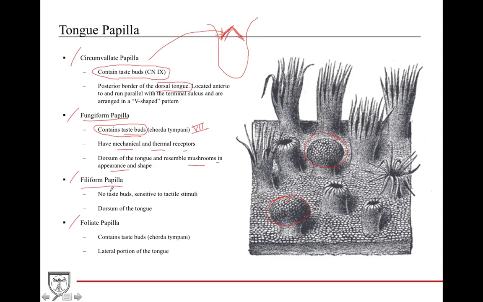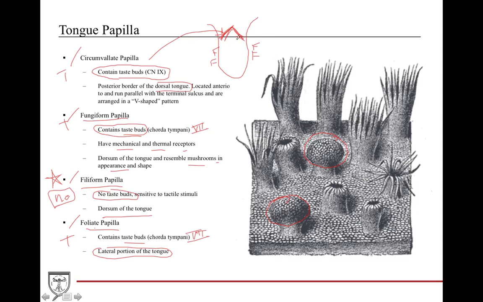Then you have your filiform papilla. This one has no taste buds, so this is one that you're going to want to remember. Taste buds, yes. Taste buds, yes. Foliate, of course, no, none. And this is also present on the dorsum. Then you have the foliate papilla, and this also has taste buds. This is also by chorda tympani, which is a branch of facial nerve 7. And this is located in the lateral portion of the tongue. So you're going to get your foliate over here on the lateral portion.